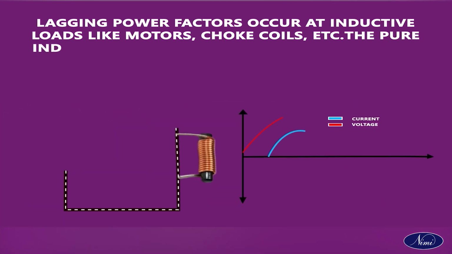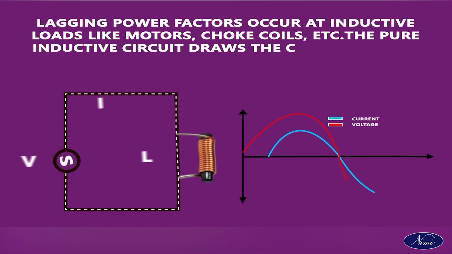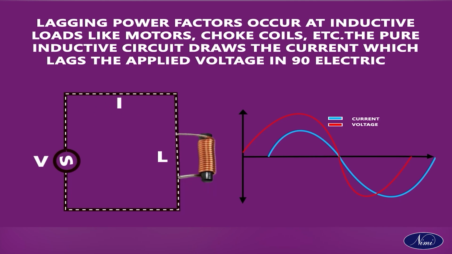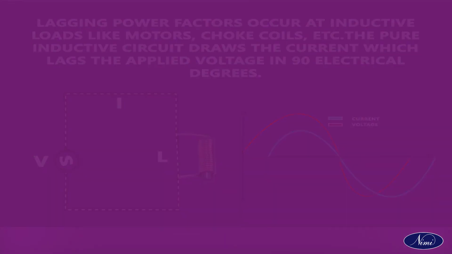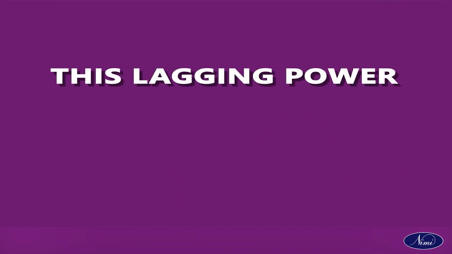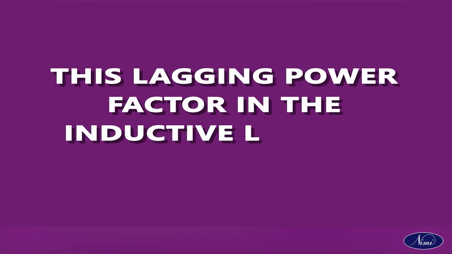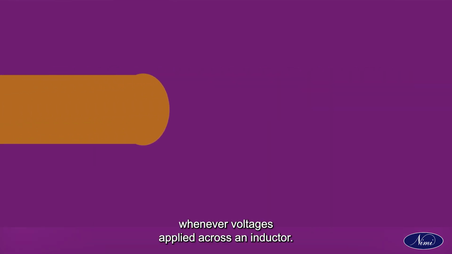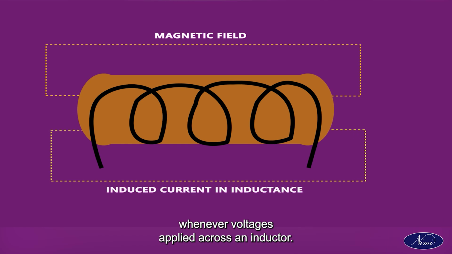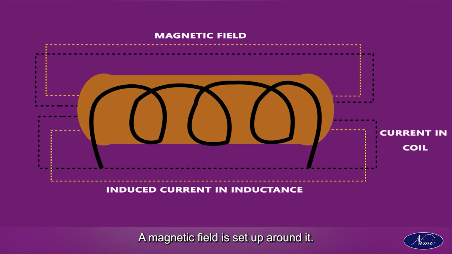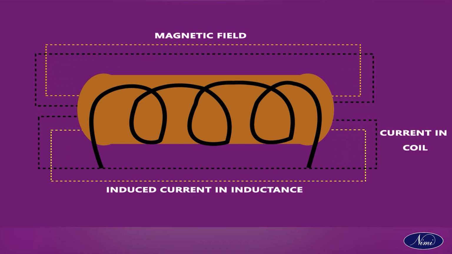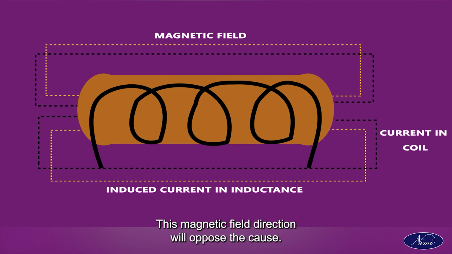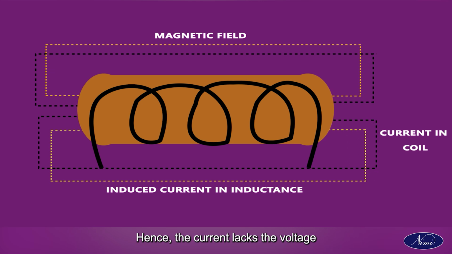The pure inductive circuit draws the current which lags the applied voltage by 90 electrical degrees. This lagging power factor in inductive loads is due to Lenz's law. Whenever voltage is applied across an inductor, a magnetic field is set up around it. This magnetic field direction will oppose the cause, hence the current lags the voltage.